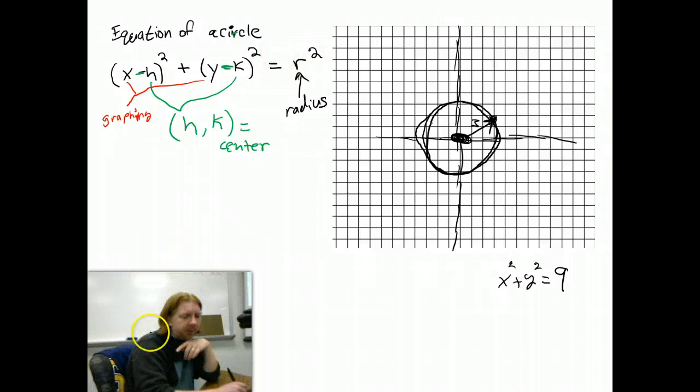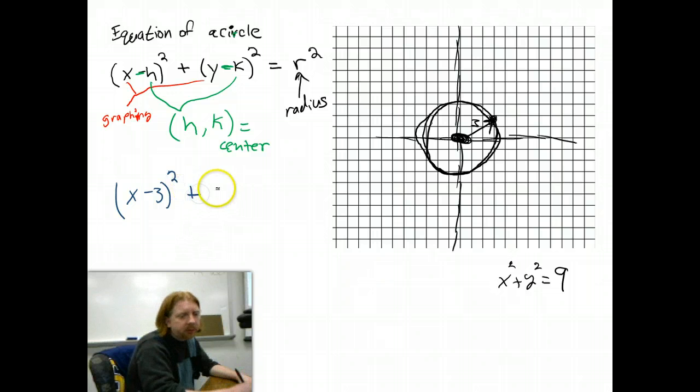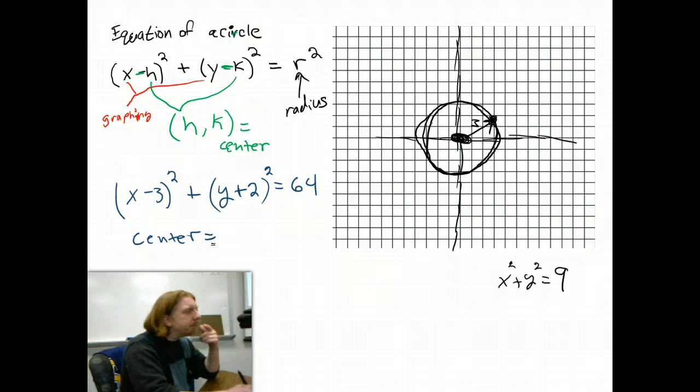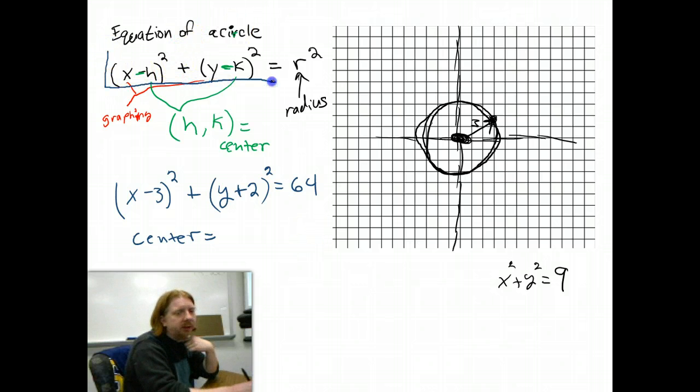So as another example, let's jot down a generic one for you. We might have (x minus 3) squared plus (y plus 2) squared equals 64. So for that circle, what's the center? I'm confused with your lines at the top with graphing and h. Oh, in the general form of the equation, that's this thing right here.